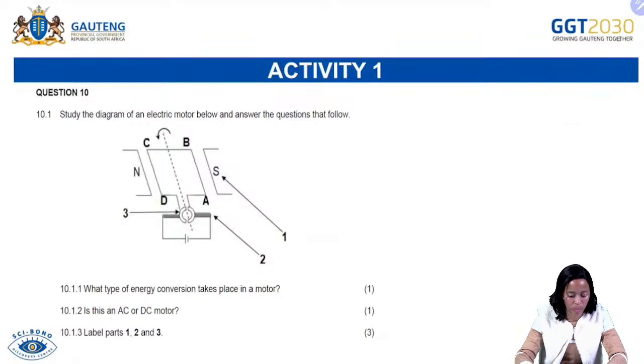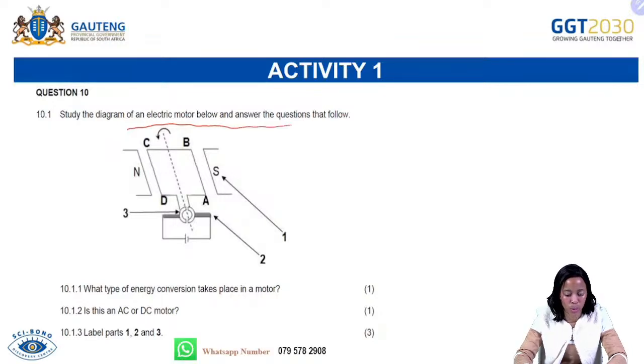So it says here, study the diagram of an electric motor. So they're already telling us that it is a motor, because we know that we have motors as well as what? As well as the generators. And then it says, and answer the questions that follow. Okay. So we can see that we have two magnets. We also have the coil there. We also have a power source. We have the brushes as well as the rings there.